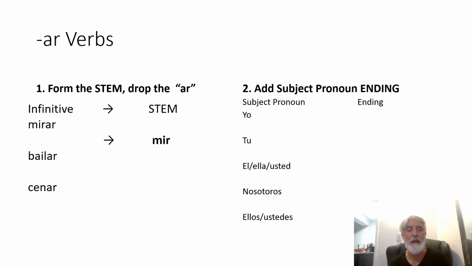Let's take a look at bailar, to dance. We want to get the stem. We drop the AR, so we get bail. And then we have cenar. It means to have dinner. We want to get the stem, so we have to drop the AR and we get cen.